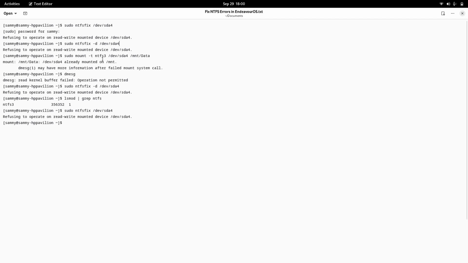I tried two or three times. You can see here it is not getting mounted. So what to do? Then I have to check dmesg, that is the system log. The system log was telling me read kernel buffer failed, operation not permitted. So there is some data remaining in the kernel buffer that was to be written to this partition. That is pending.